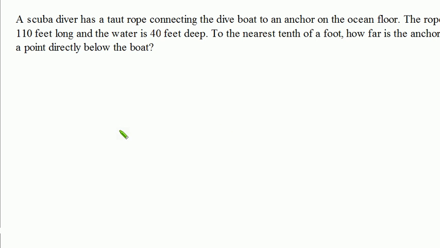Okay, question 8 gives us a scuba diver. He has a taut rope connecting the dive boat to an anchor on the ocean floor. The rope is 110 feet long. The water's 40 feet deep. The question: to the nearest tenth of a foot, how far is the anchor from the point directly below the boat? So let's go ahead and draw some diagrams here. Let's put our boat right here. Let's put a point directly below the boat right here. And let's put our anchor out here somewhere.